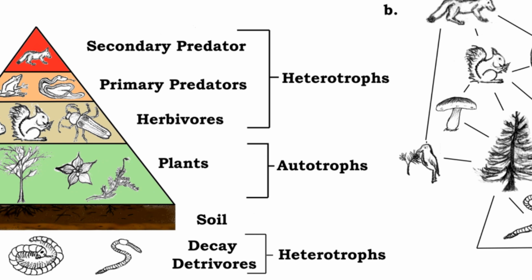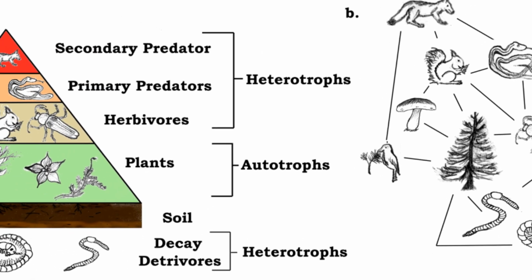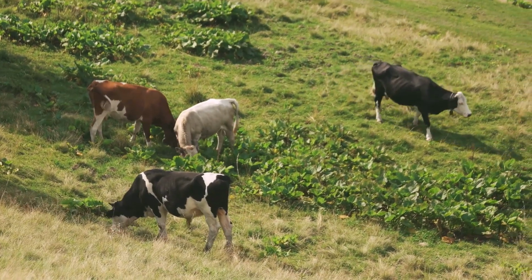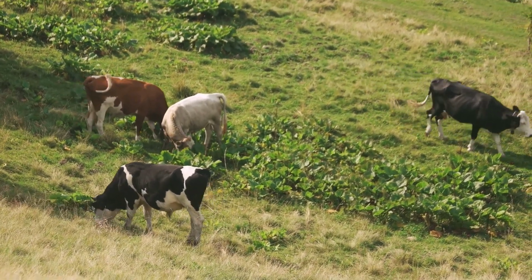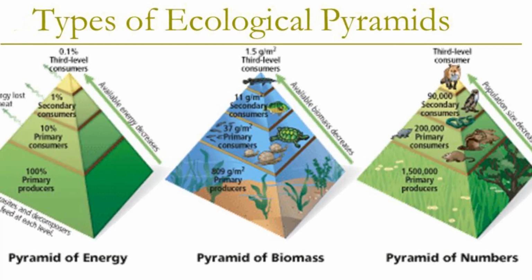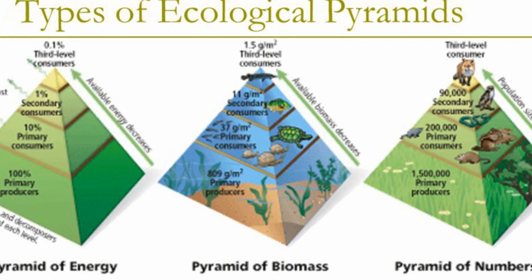Now imagine stacking up these food chains and webs into a pyramid shape. You'd have an ecological pyramid. The base of the pyramid consists of the producers, the middle layers represent the various levels of consumers, and the top tier comprises the apex predators. There are three types of ecological pyramids: pyramids of numbers, biomass, and energy.